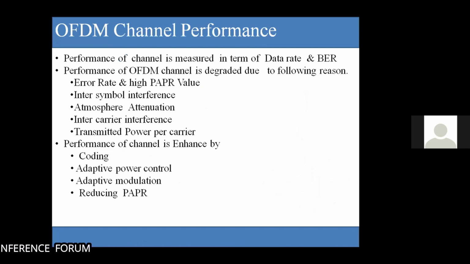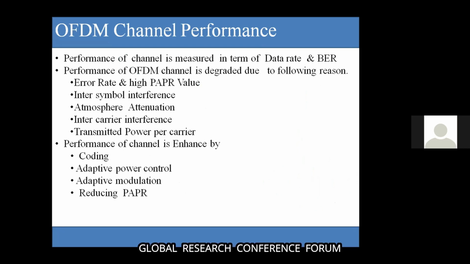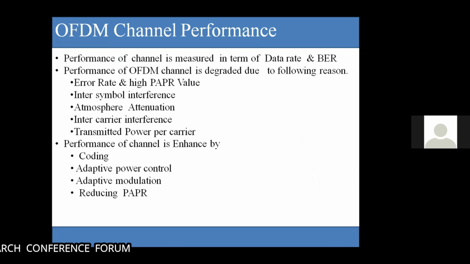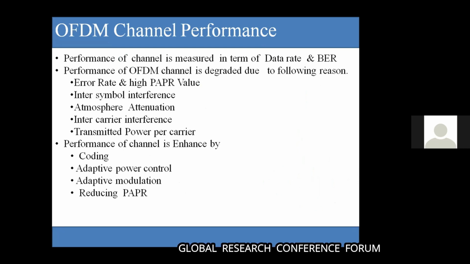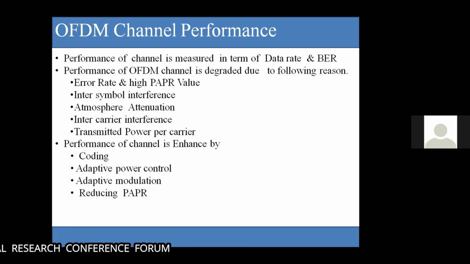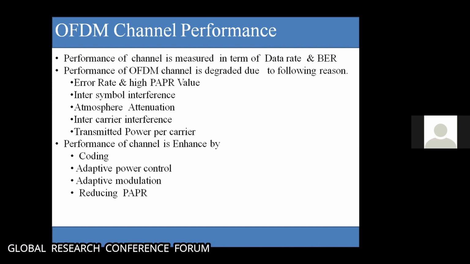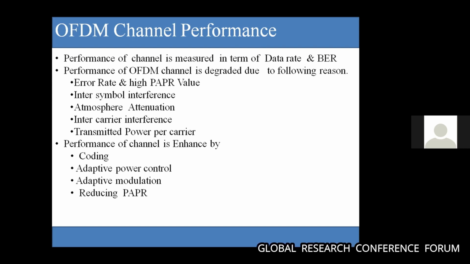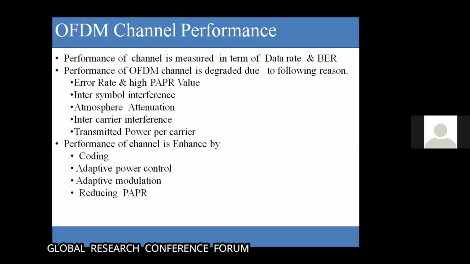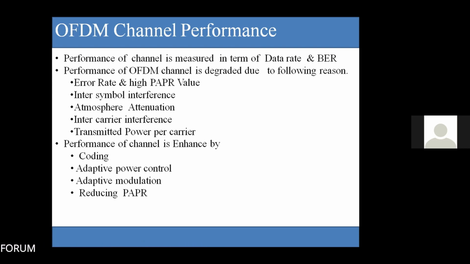Now, when we talk about any communication system, the channel performance is very important. The performance of the channel is measured in terms of data rate or bit error rate. But the channel performance of any communication channel or the OFDM channel is degraded by some factors, such as error rate, PAPR value, inter-symbol interference, atmospheric attenuation, inter-carrier interference, and transmitted power per carrier. These are the factors which affect the performance of OFDM channels.